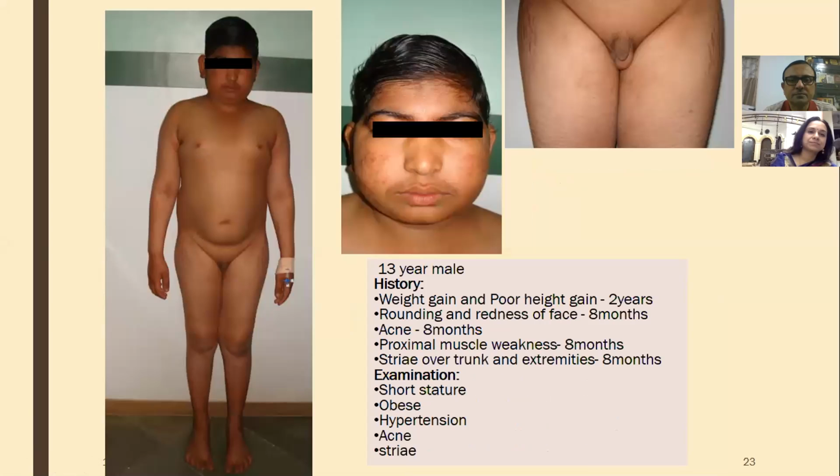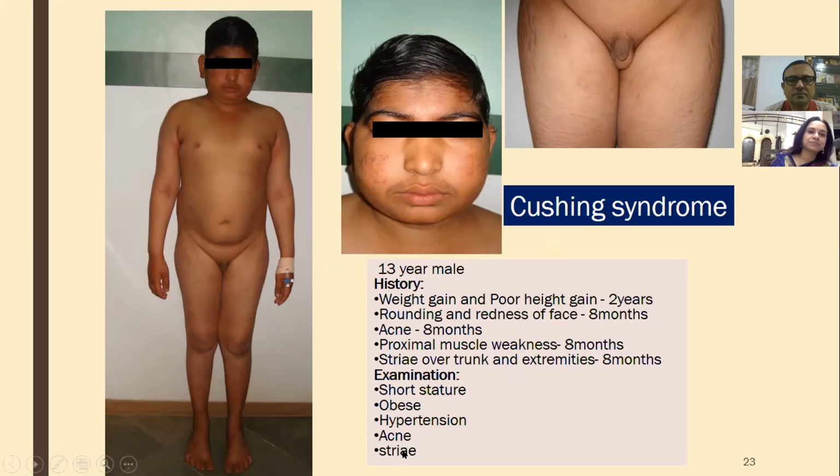Let's look at another child. This fellow is 13-year-old. He has a history of weight gain and poor height gain. For 2 years, he has had rounding and redness of face for the last 8 months. He has acne for the same duration with proximal muscle weakness and striae over the trunk. And you can see this striae here on the thighs. On examination, he's short, he's obese, he has hypertension, he has acne, he has striae. In short, he's a textbook picture of Cushing syndrome.